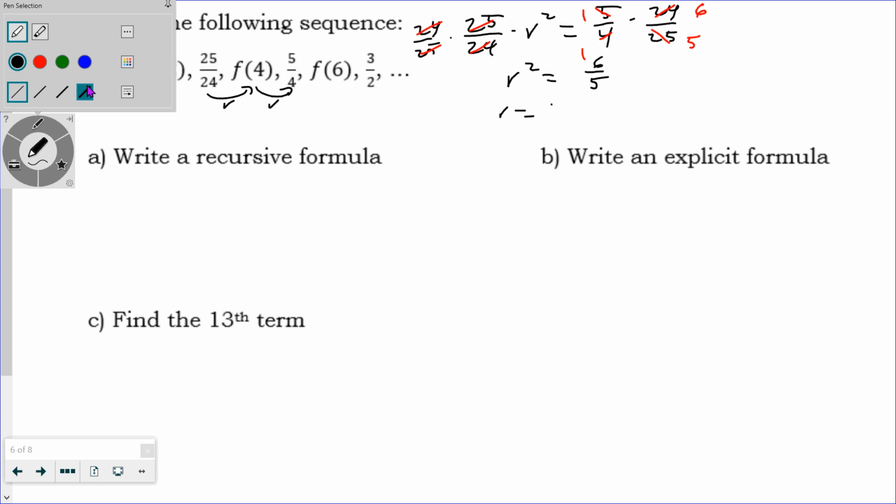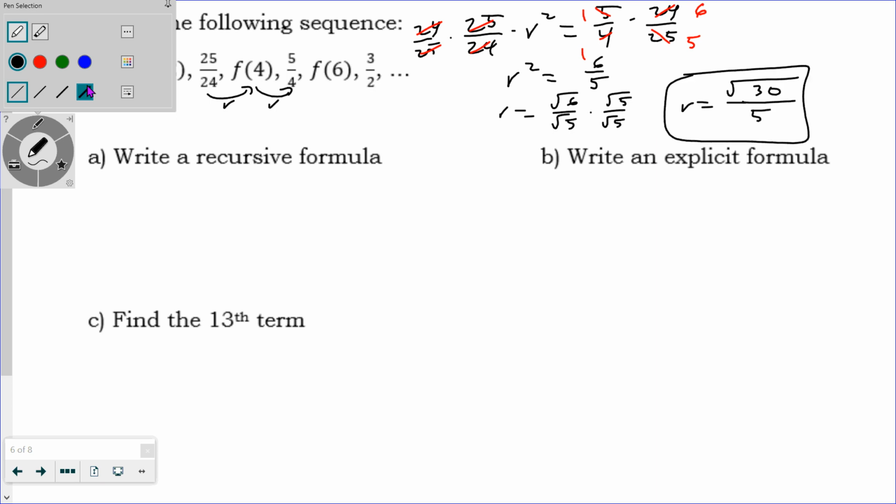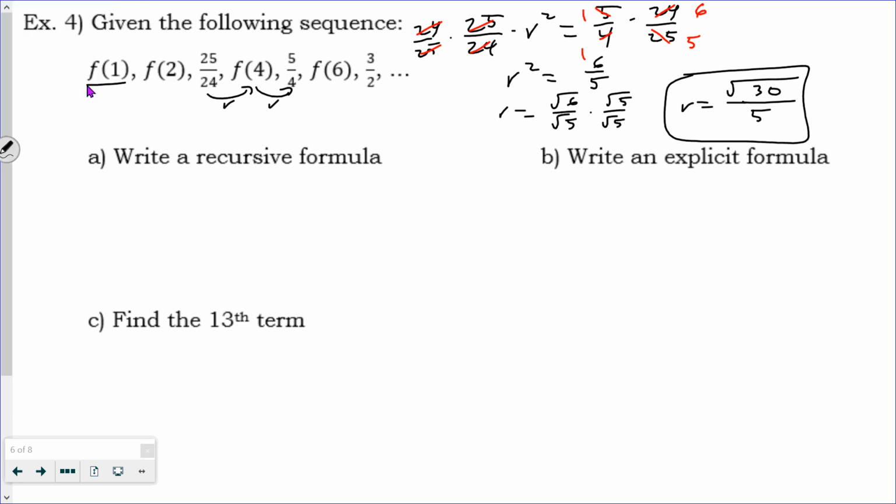So r is going to be the square root of 6 all over the square root of 5. But I don't want these square roots in the bottom. So I can multiply top and bottom by root 5 to get that r equals the square root of 30 all over 5. That's what my r value is going to be. It looks a little ugly, but that's okay. So now I can write a recursive formula.